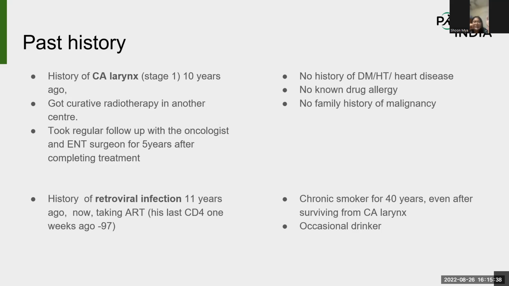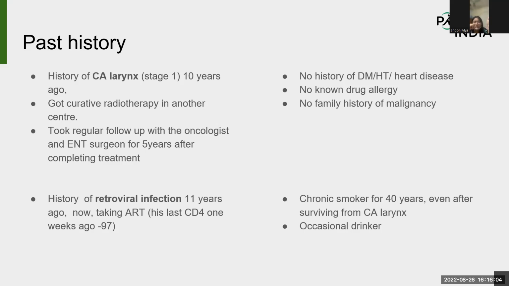Regarding past history, the patient has a history of carcinoma larynx. It was just stage one, and it was well treated 10 years ago with curative radiotherapy at another radiotherapy center. After that, he took regular follow-up with the oncologist and ENT surgeon for his carcinoma larynx for about 5 years. But after 5 years, he stopped the follow-up.